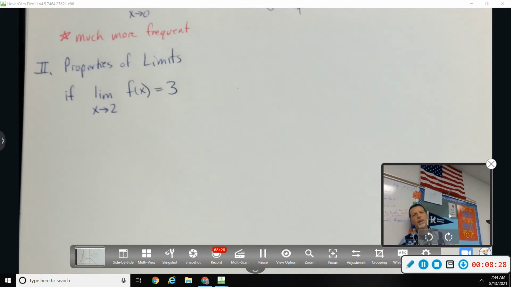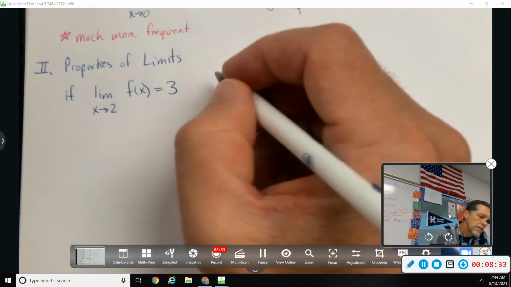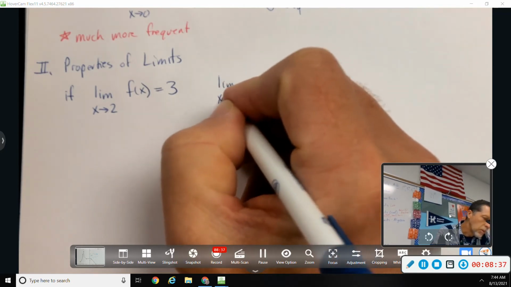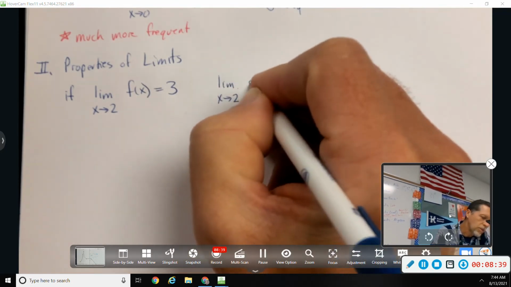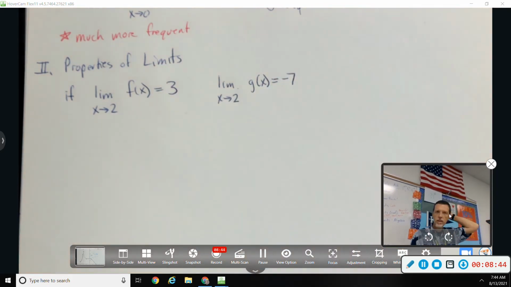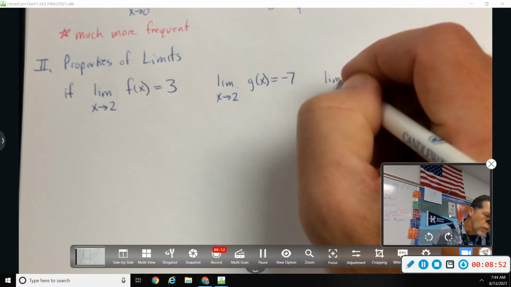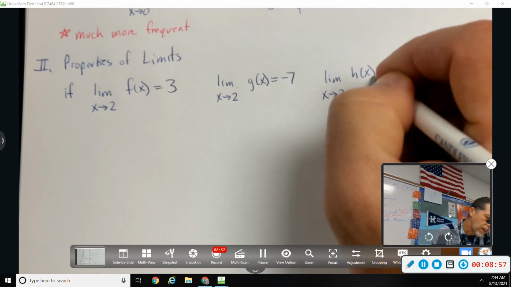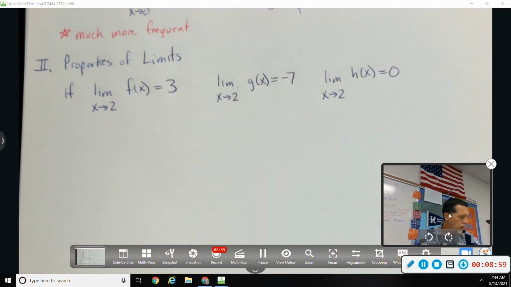If the limit as x approaches 2 of f of x equals 3. So I'm just going to give us some limits to work with. The limit as x approaches 2 of g of x equals -7. Again, these aren't always true. These are examples that we're going to work with. And let's do one more. The limit as x approaches 2 of h of x equals 0.